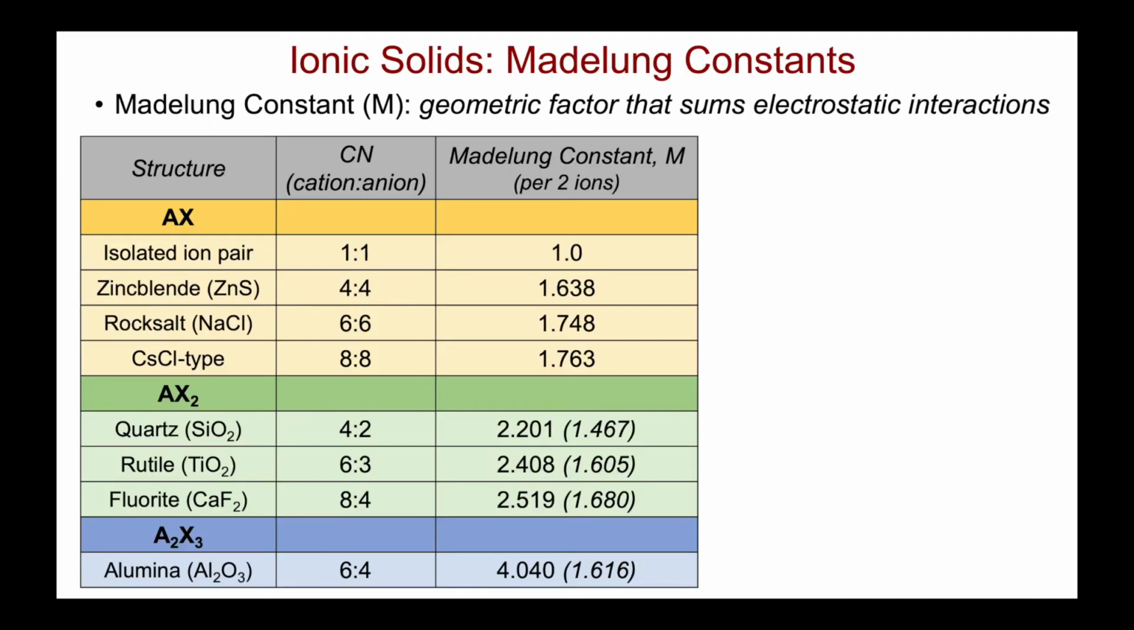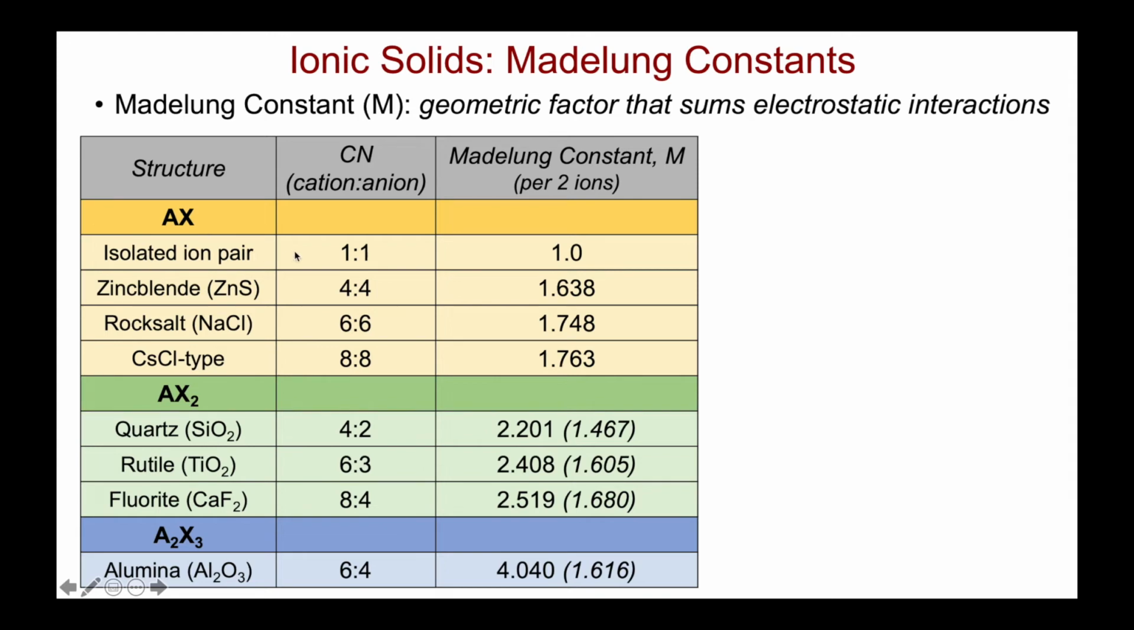Shown here are the values of the Madelung constants for different types of ionic solids. As we just mentioned, the Madelung constant is a geometric factor summing the electrostatic interactions in the crystal, and by definition it must change with the coordination number of the cation and the anion in the structure. So let's first look at some AX solids.